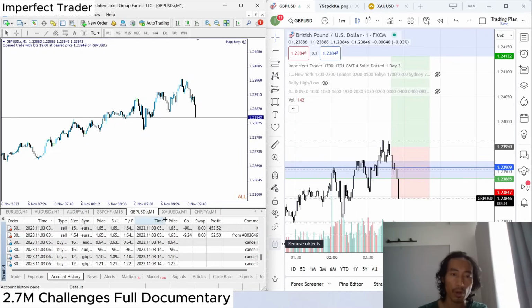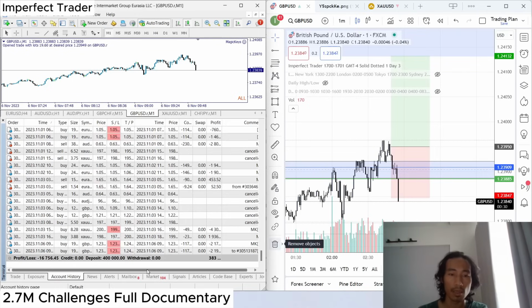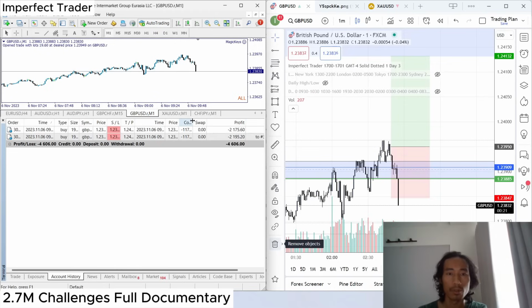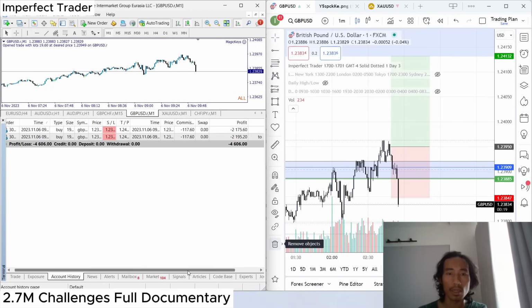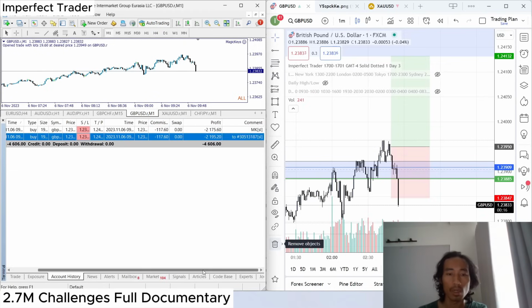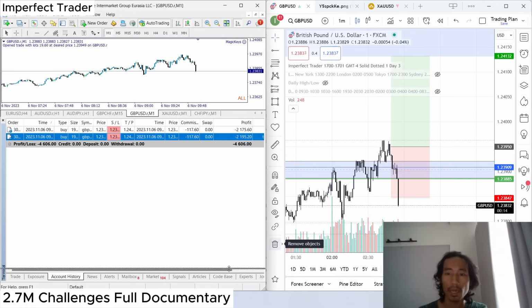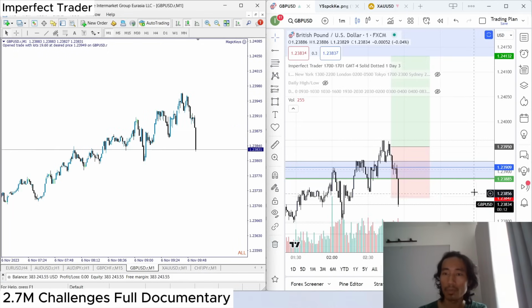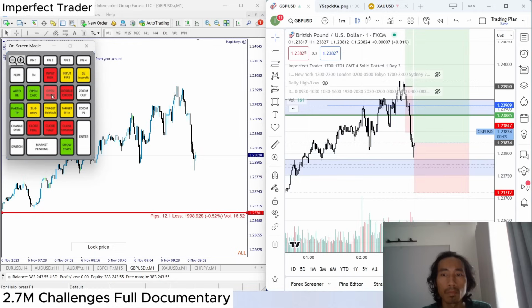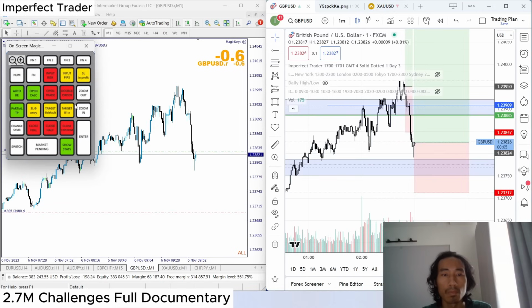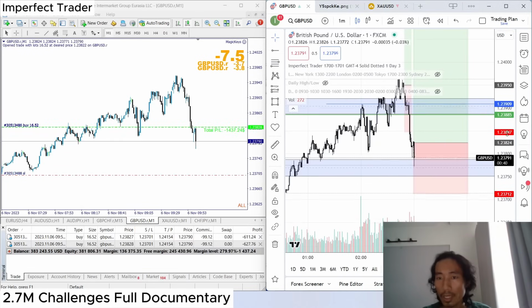So the first trade of the day is a loss. Due to commission and spread, we lose a little bit more as we're trading a lower time frame. That's okay. This is the second trade of the day.